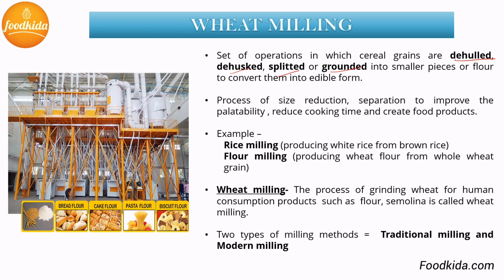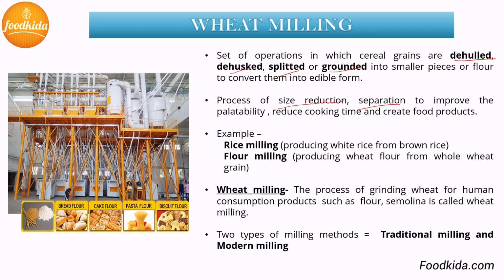So basically it is a kind of size reduction process and separation process, and the ultimate goal is to produce an edible food product. For example, wheat and paddy cannot be consumed as such, so they are first converted into an edible form and consumed by the people. So the main aim of milling is to convert cereal grain into an edible form.